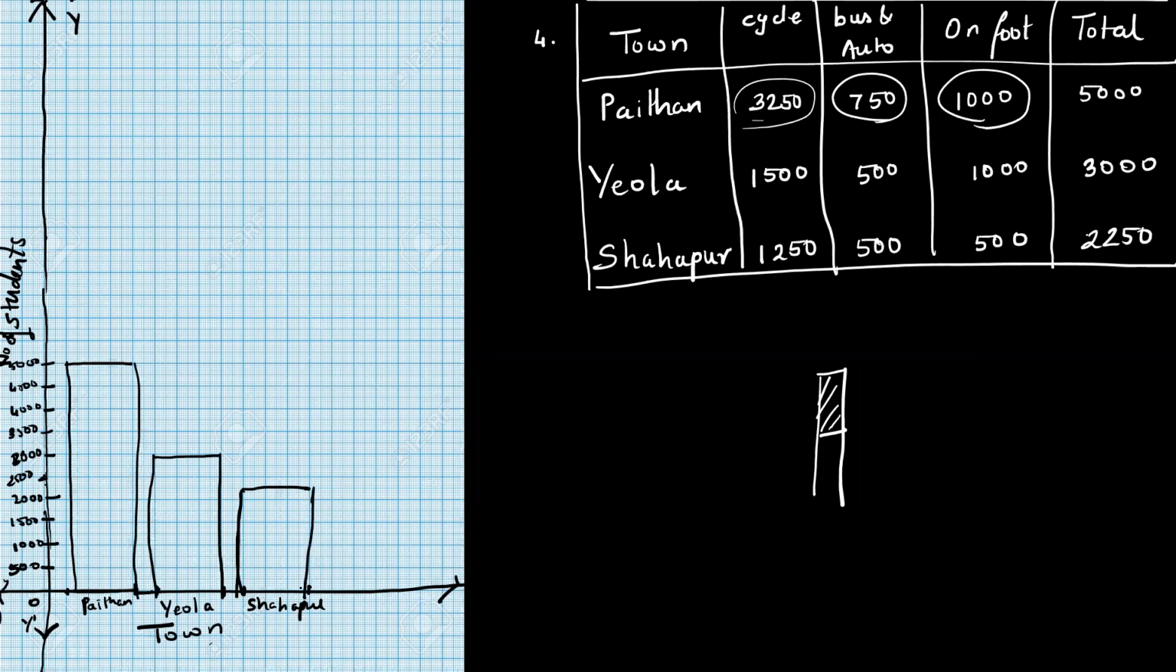Now we are yet to subdivide it. I have to divide into these 3 parts: cycle, bus and auto, and on foot. So first let's start with Pethan. In Pethan, how many students take a cycle? 3,250. That means 3,250 will also come between 3,000 and 3,500. That means here it will be. These many cycles are there. Same let's do for all. In Yeola there are 1,500 cycles. So I'll draw it like this. And here there are 1,250 cycles. 1,250 will be over here.